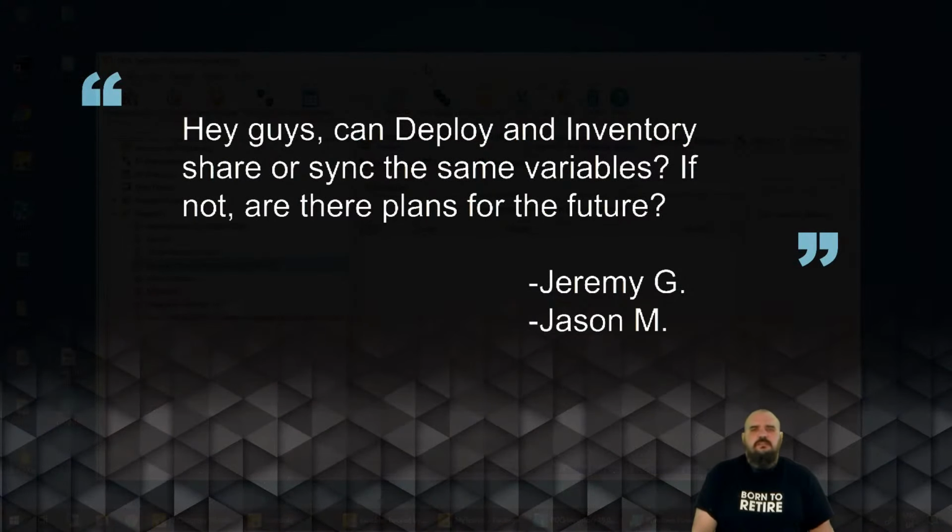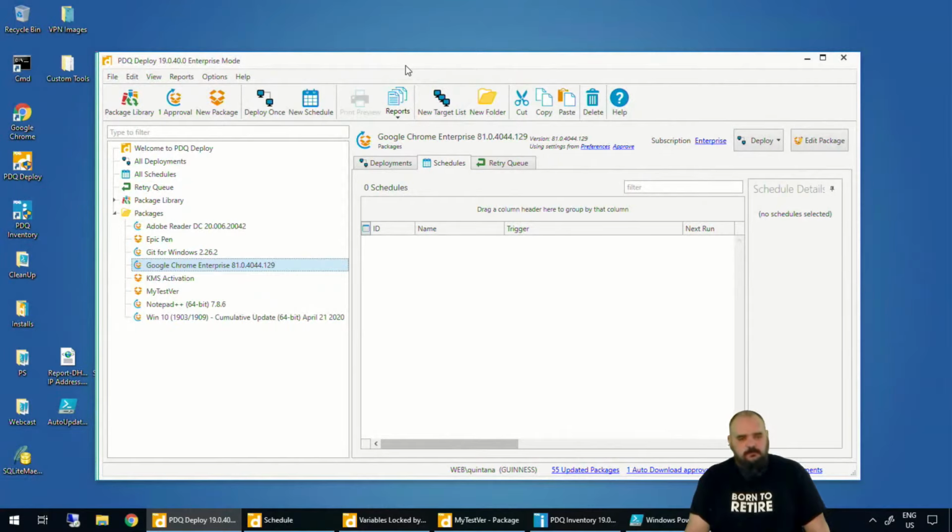Hey guys, can Deploy and Inventory share or sync the same variables? If not, are there plans for the future? Two guys with the same question, Jeremy and Jason. So I believe if it's a server client setup, then our variables should copy over. But I don't know. Can Deploy and Inventory? No, I was thinking they can't. That's why we built the variables on both of them. They don't. Yeah, we had to do it with PowerShell to get those to sync up. So I was not answering the right question at all.